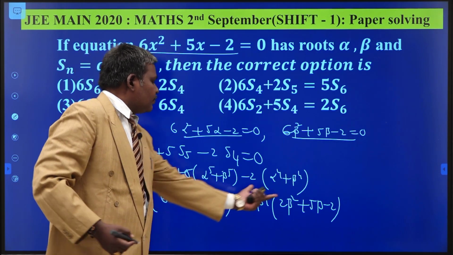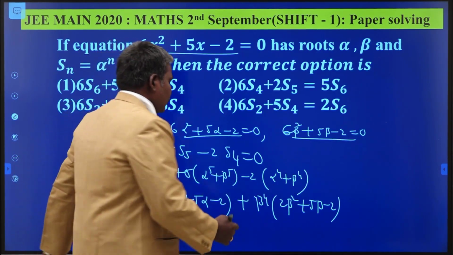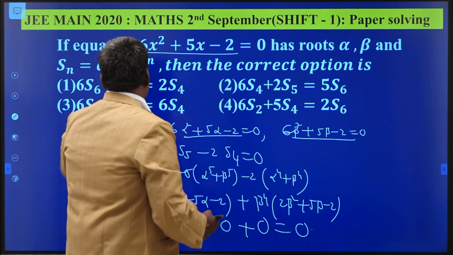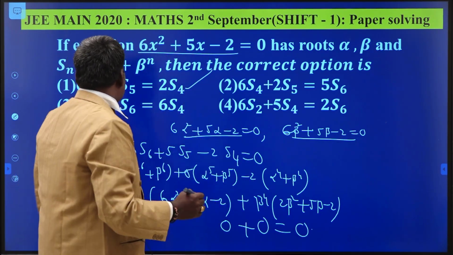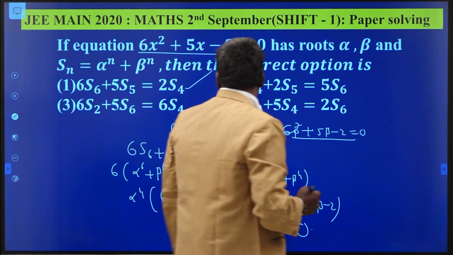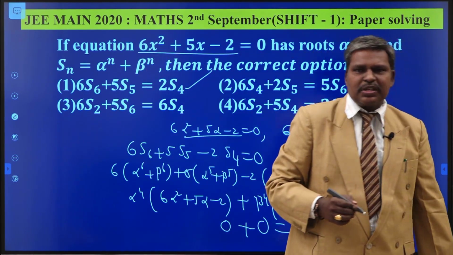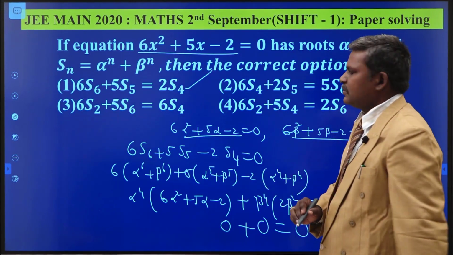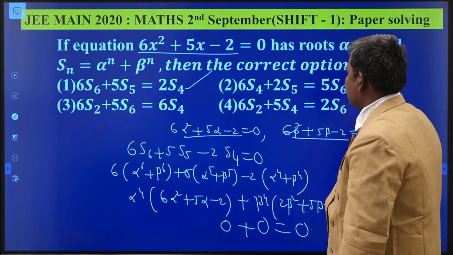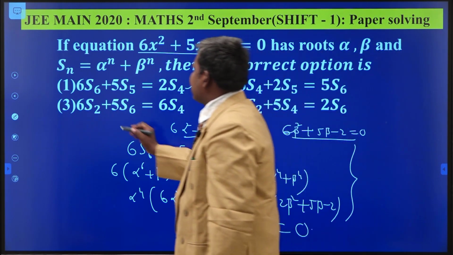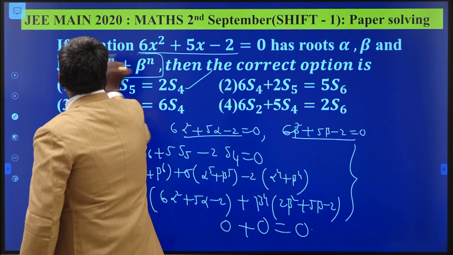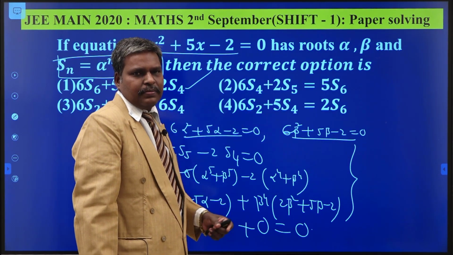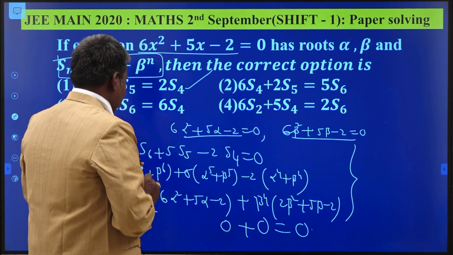So this is 0 itself, that will be also 0. That means 0 plus 0, we get 0. That means it is satisfied. What is the option? 6 S6 plus 5 S5 is equal to 2 times of S4, satisfies the given condition. So the correct option is 1. This is also a very simple question, by using Sn equals alpha power n plus beta power n, where alpha and beta are the roots of this equation. Okay. Next.